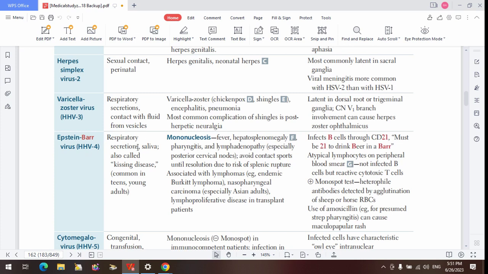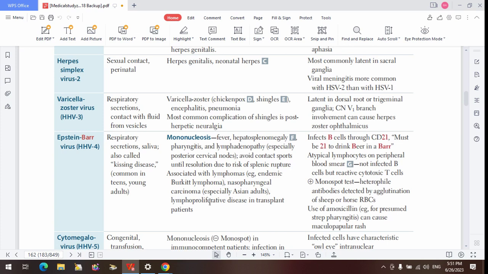So aside from causing infectious mononucleosis, what are the other things that Epstein-Barr can cause? It can cause malignancy, very important. It can cause lymphoproliferative disease like Hodgkin lymphoma, particularly in people that have received a transplant. It can cause some other lymphoma like Burkitt lymphoma. In endemic regions like Africa, Epstein-Barr is implicated in Burkitt lymphoma.